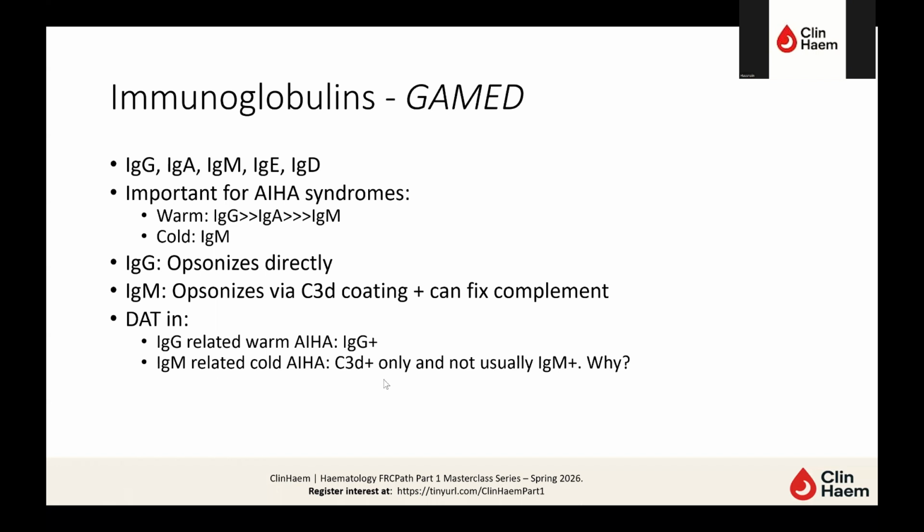In cold AIHA, you hardly ever see that if you were to check with anti-IgM DAT reagent, you would not see it positive for IgM, but you would see it positive for C3d. So if you use that reagent that has got anti-C3d properties, that will give you a positive DAT, but not the anti-IgM version. Anybody knows why that is? Otherwise, it will be explained on the next slide anyway while I sip some tea.